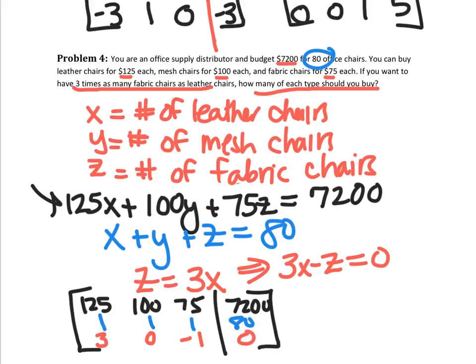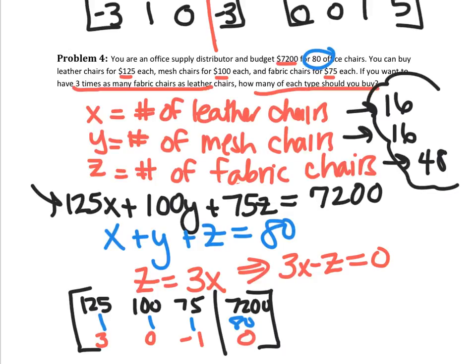What we're going to do now again is reduced row echelon form. Once you've done that, your final answer will be 16 leather chairs, 16 mesh chairs, and 48 fabric chairs. That would be the final answer. You'd probably want to spell it out so that I know what is what, but that is how you do it. Again, using matrices and reduced row echelon form on a calculator eliminates a lot of algebraic work. Good luck.